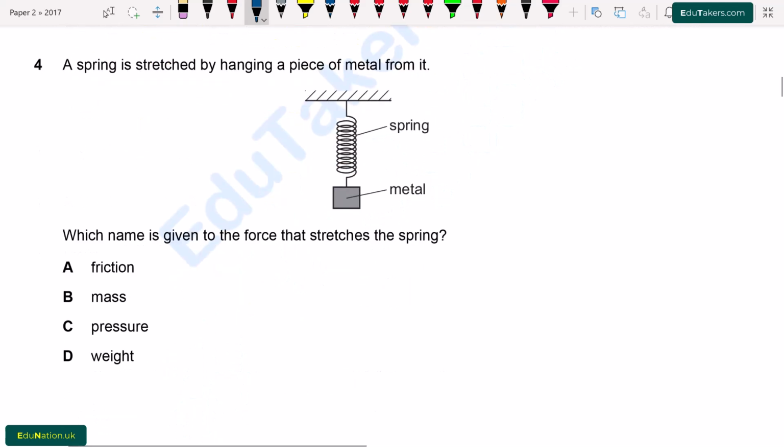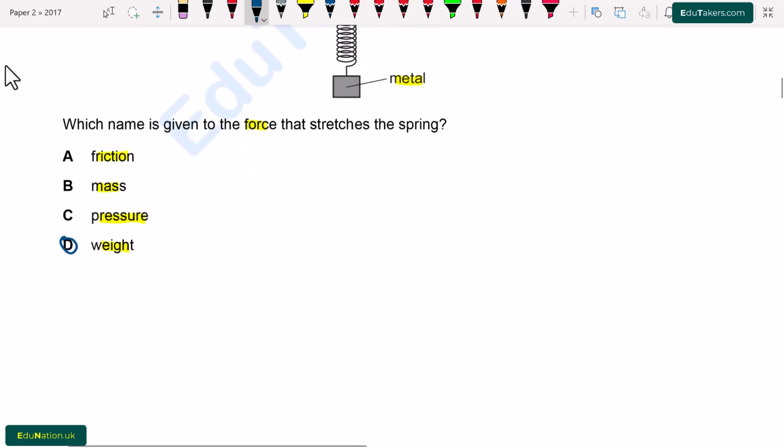Question number 4. A spring is stretched by hanging a piece of metal from it. There is a spring and we have attached a metal with this spring. Which name is given to the force that stretches the spring? Option A, friction. B, mass. C, pressure. D, weight. So this force is basically the weight that stretches the spring. From here, option D is correct.